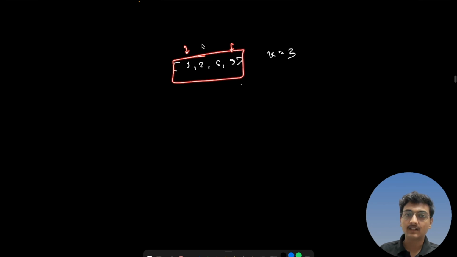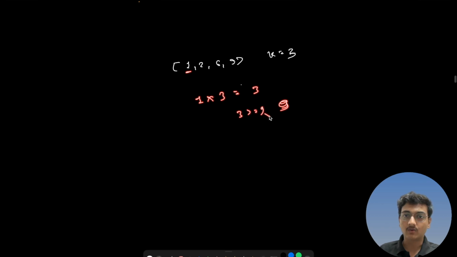So the very first thing that we'll be doing here is sorting, because we need to compare the minimum and maximum element every time. I need to check whether my minimum element satisfies the condition. So 1 times 3 equals 3, and my maximum element is 9. Is 3 greater than or equal to 9? No, it is not.